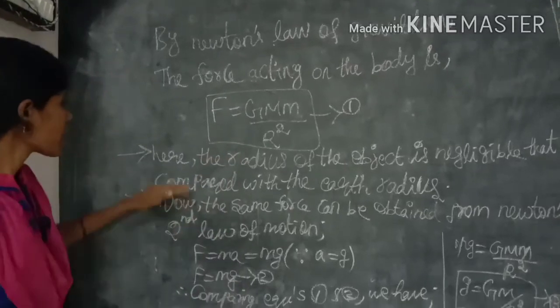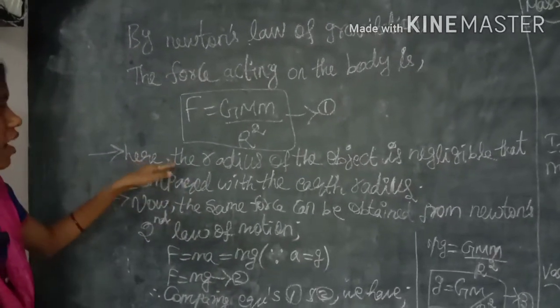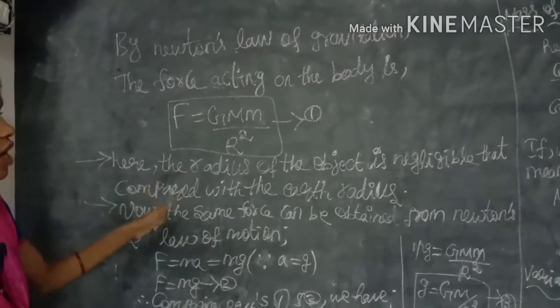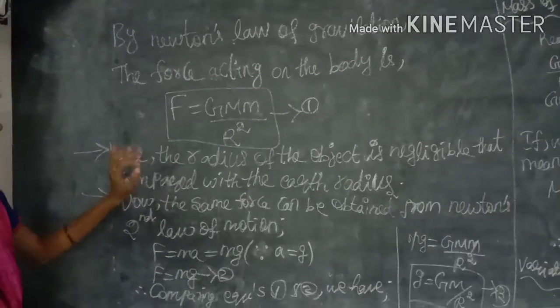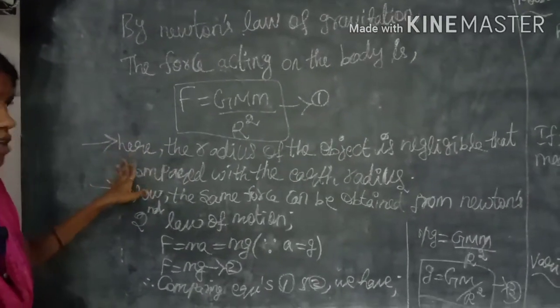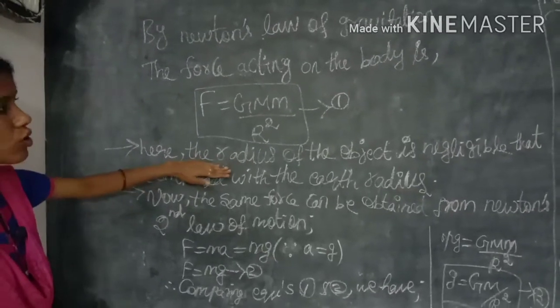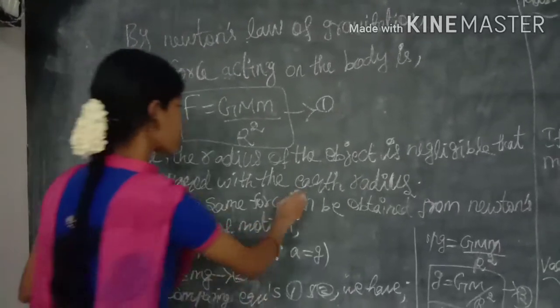Okay students, here the radius of the object is negligible, because the radius of the object or body is very small as compared with the radius of the earth, so it can be neglected.